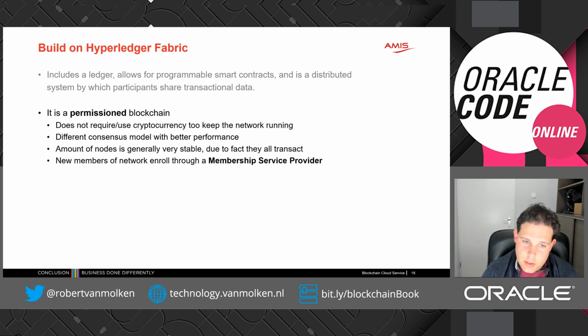Every organization or every node in the network that's part of the endorsement or consensus mechanism executes transactions redundantly. They share the result with each other, and based on a voting system, they choose the majority if a transaction is valid. So the number of nodes is generally very stable because they are all transacting together, right? A business can only be part of it if they are really participating in everything.